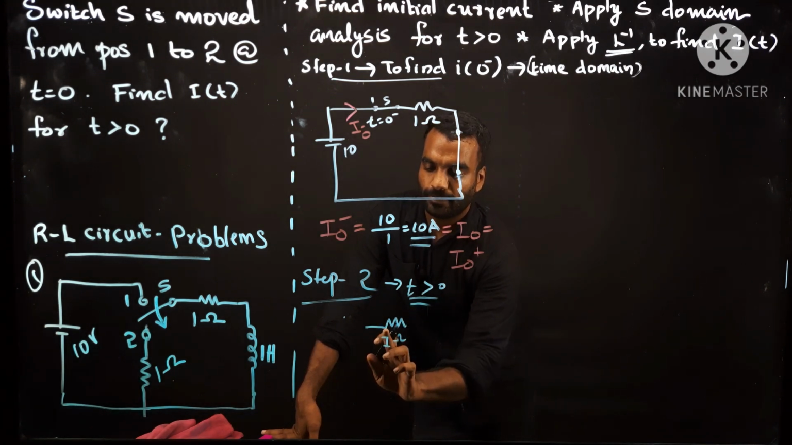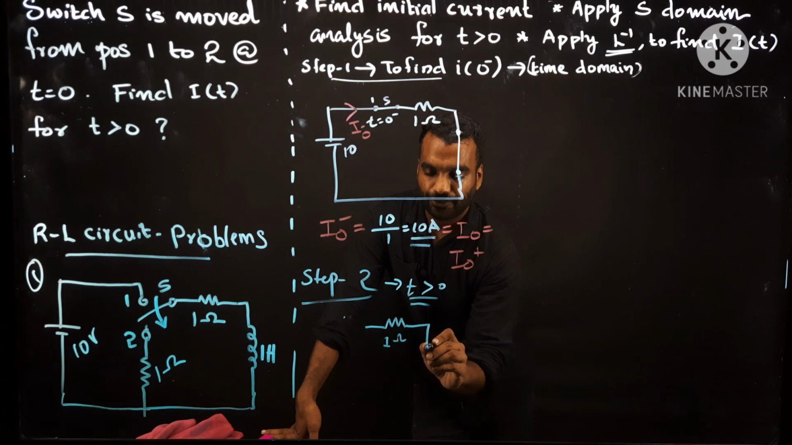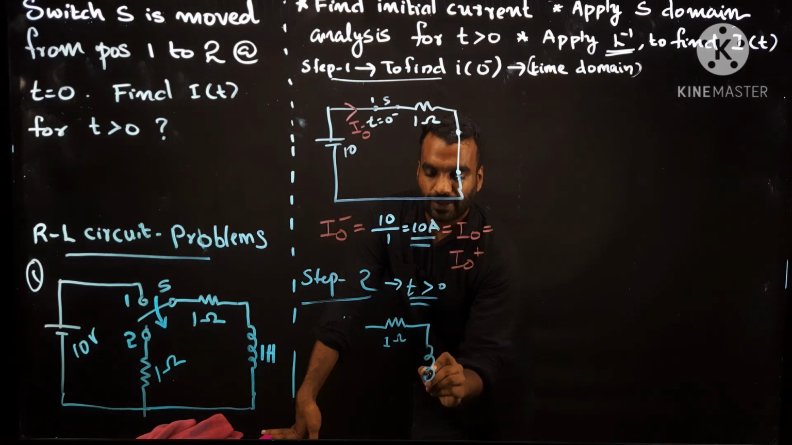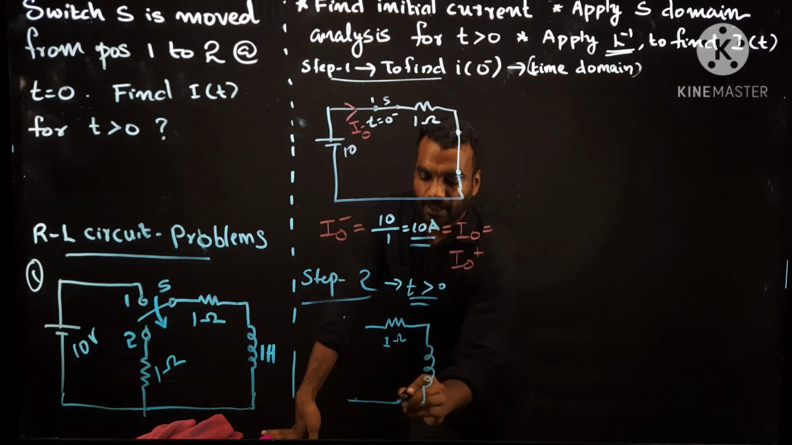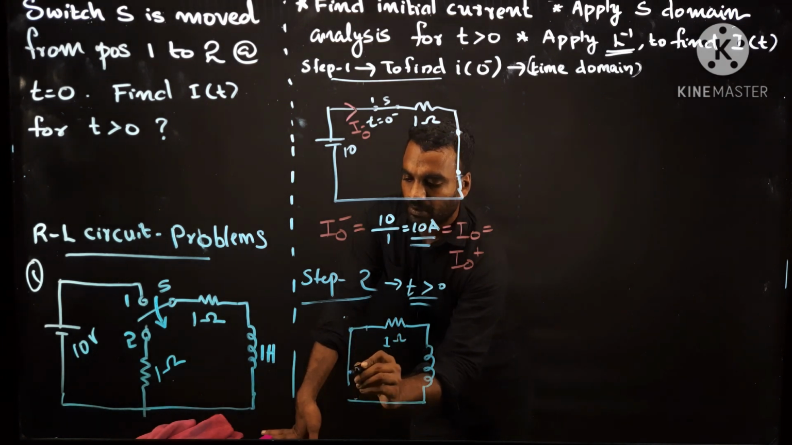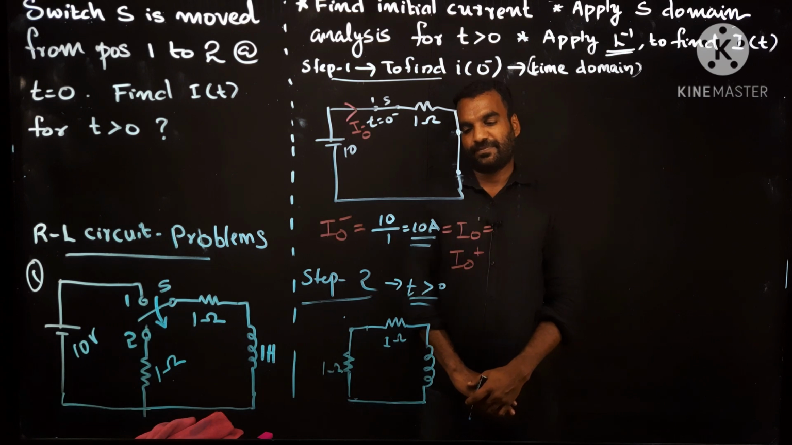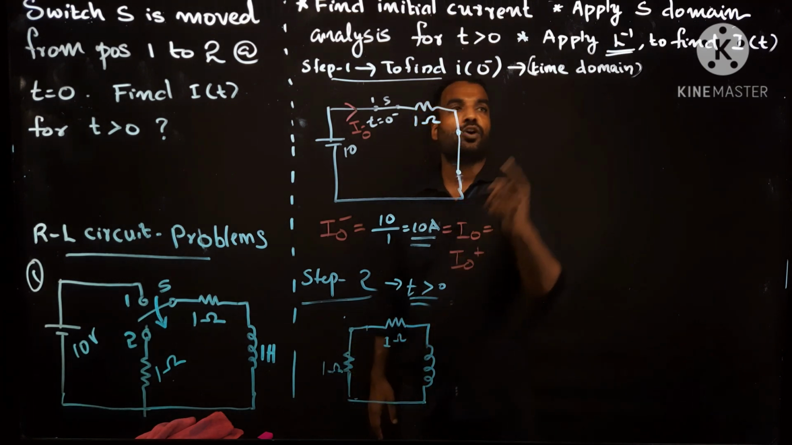1 ohm resistor and the 1 Henry inductor are connected to position 2. That is a 1 ohm resistor also. Position 2. This is the condition. And I want to apply S domain.